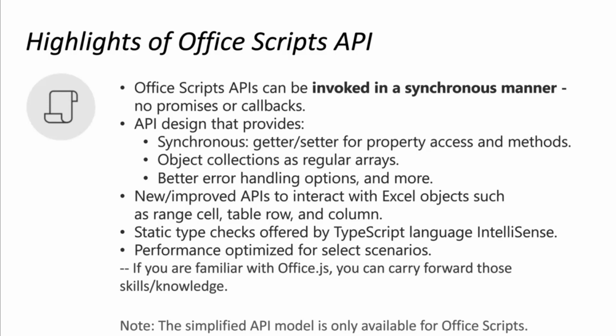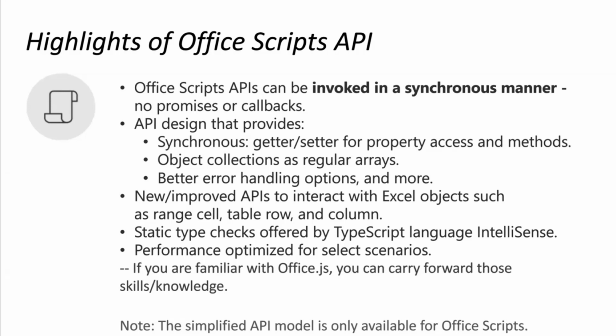And all this you'll get with the benefit of having the static type check offered by TypeScript. So we're heavily leaning on TypeScript with this model, and with that comes better validation. We've also worked on optimizing performance for select scenarios, and in the future, we'll continue to do so to match the expectations that you have. And if you're familiar with Office.js, you can carry forward your knowledge, which means the object model hierarchy matches very closely with Office.js.